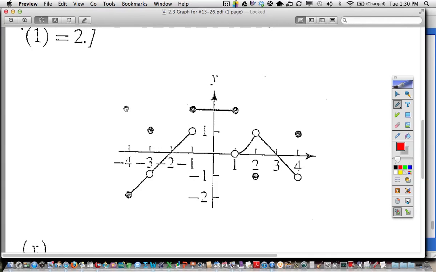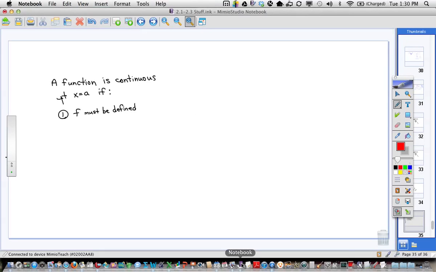First of all, f must be defined at a, at x equals a. F must be defined at x equals a. Now what that means is there must be an output. If you want to put that in parentheses there or something, there must be an output at that point.